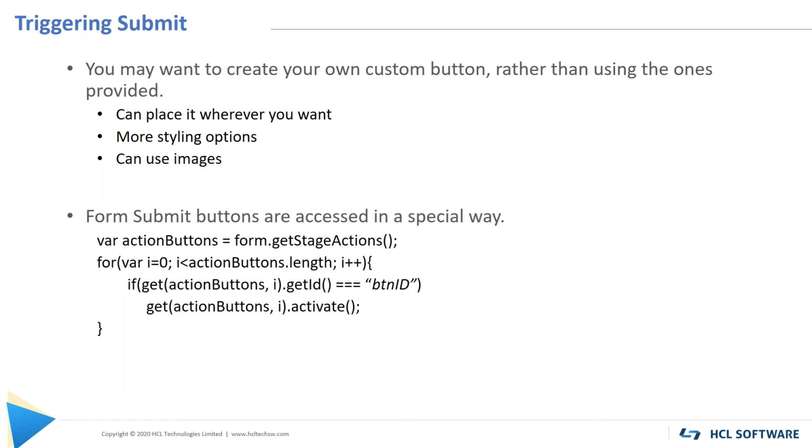It returns you all of the buttons that are available in that stage. Usually it's going to be anywhere from 2 to 4 or 5 buttons, depending on what your workflow is. So we find the button ID we're looking for, and then we activate it.